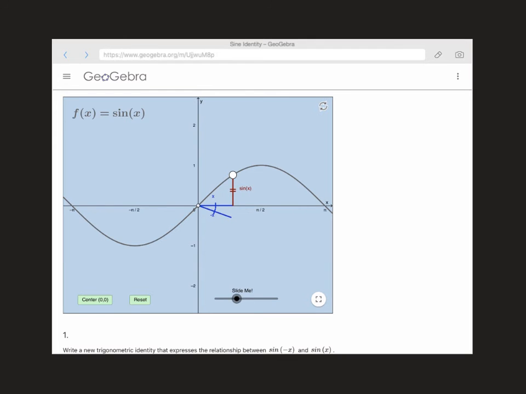Now, if I take the x value, the distance I've come across in the positive direction, and swing it around to the other side, so now I've got negative x. If I substitute in negative x, I get the value of negative sine of x, which, if I pick up that sine value and move it across, is exactly the same. So what we've got here is that sine of negative x is in fact the negative value of sine of x. And so y equals sine of x is in fact an odd function.